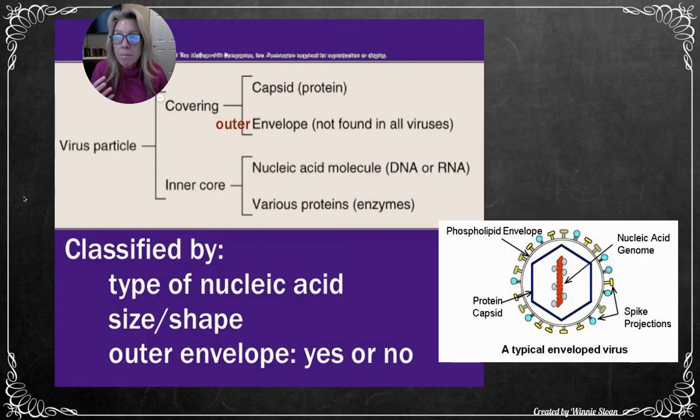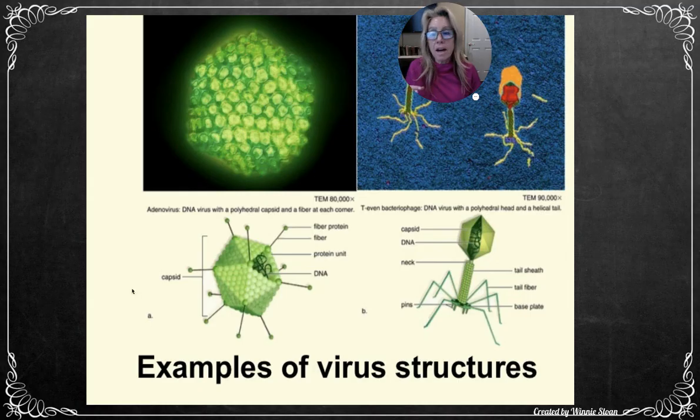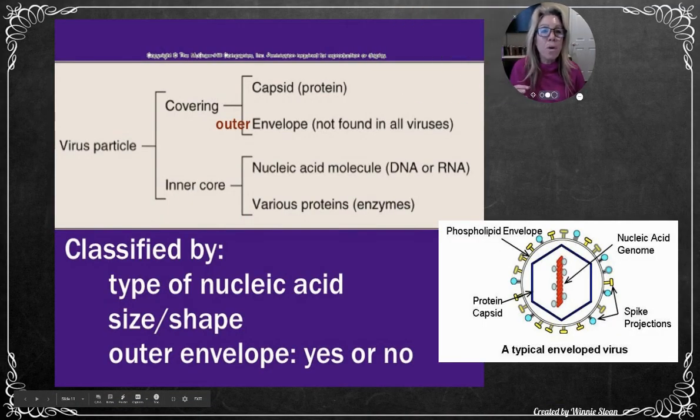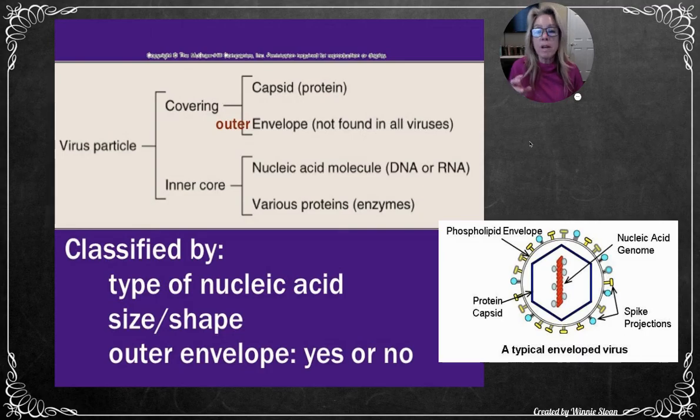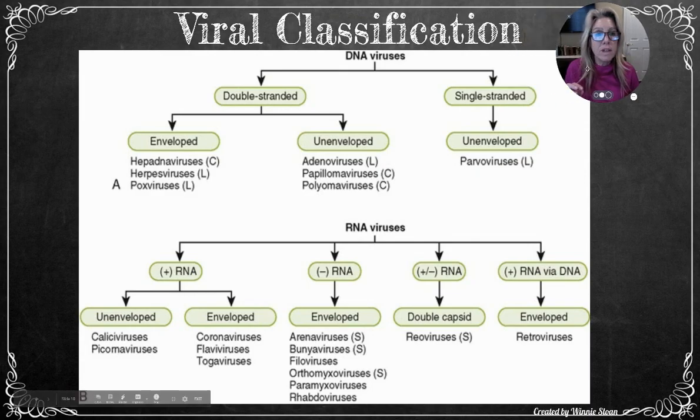Well, I'm going to come back to that picture right there, but usually by the type of nucleic acid they have, and then what size or shape they have, and whether or not they have an outer envelope. Okay, so remember, they always contain a nucleic acid. So here you can see this classification.